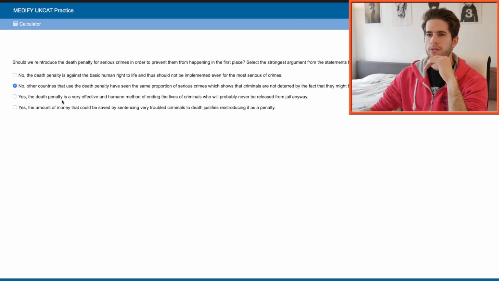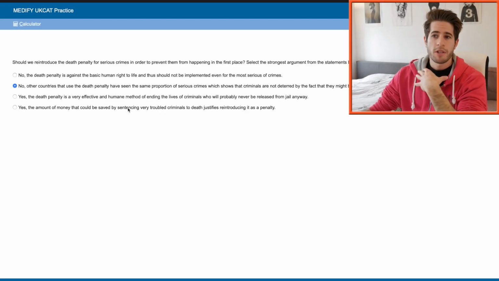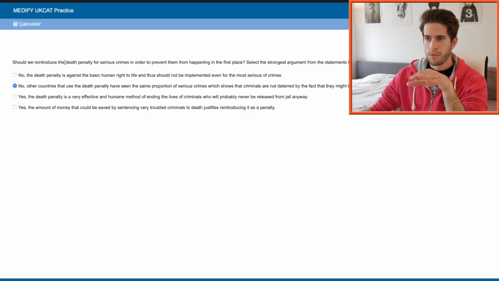Let me quickly read the other two. Yes, the death penalty is a very effective, humane method of killing. Again, an opinion. Who will probably never be released. Opinion. Yes, the amount of money that could be saved by sentencing very troubled criminals to death justifies reintroducing it as a penalty. This is talking about something else, which is saving money, which has nothing to do with the statement that's given to us.